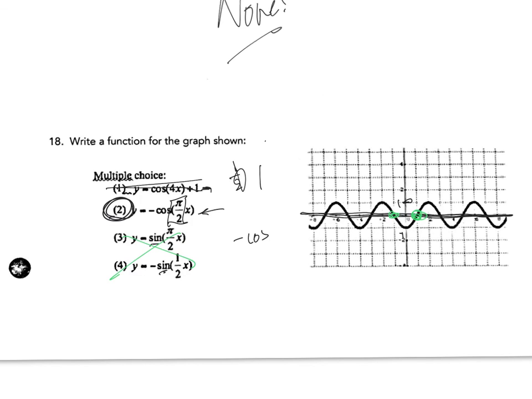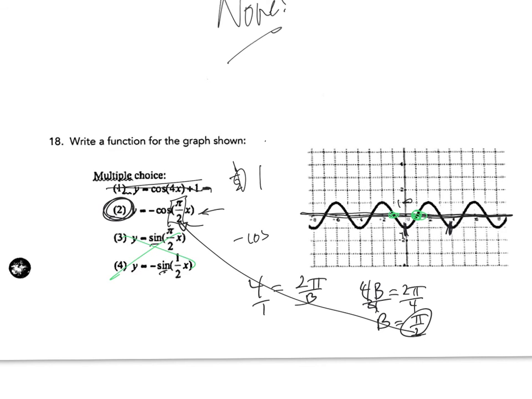So for the period, I'm going to go from low to low. And so that looks like it landed at 4. So 4 is equal to 2 pi over b. Cross multiply. 4b is equal to 2 pi. Divide both sides by 4. And you would get that b is pi over 2. So clearly, that's what that one says. So that's how you would calculate b. Please remember to do that on the test.